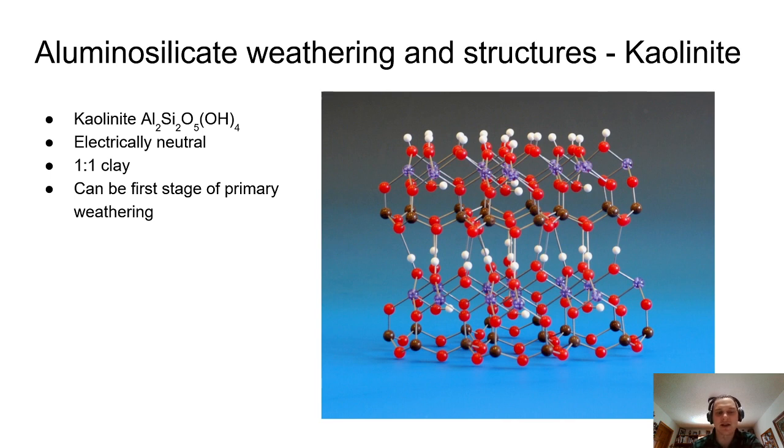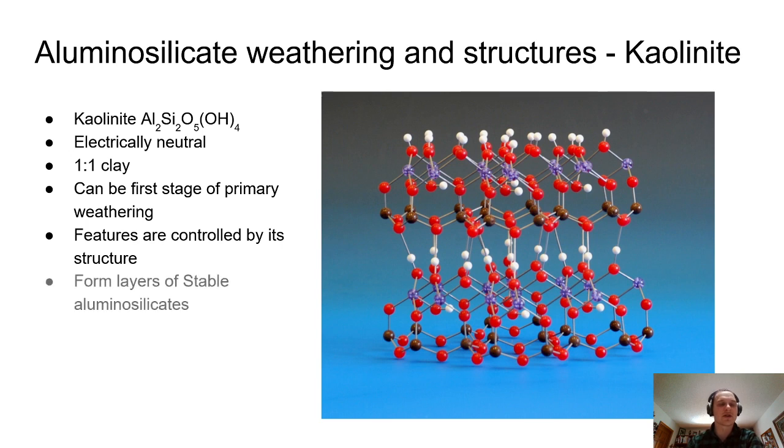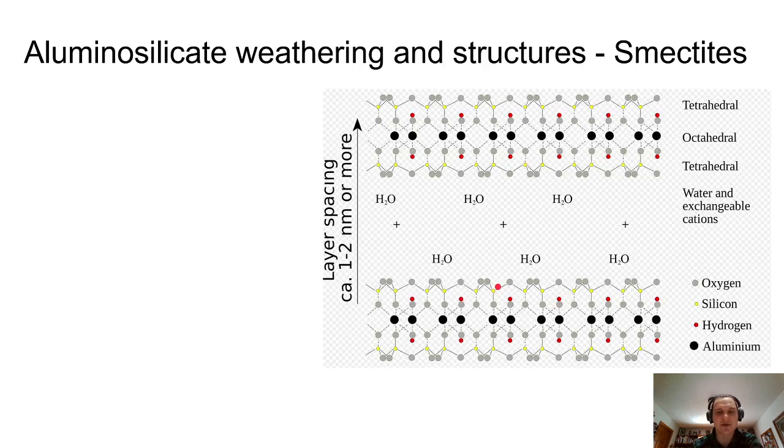And they can be the first stage of primary weathering, but they can also be the second stage of weathering. So you could weather to a montmorillonite, which we'll talk about next, and then you could weather that out to a kaolinite. The features of kaolinite are controlled by its structure, and it forms these really stable layers of aluminosilicates. That's really in contrast to the next one we'll talk about, which is smectites.